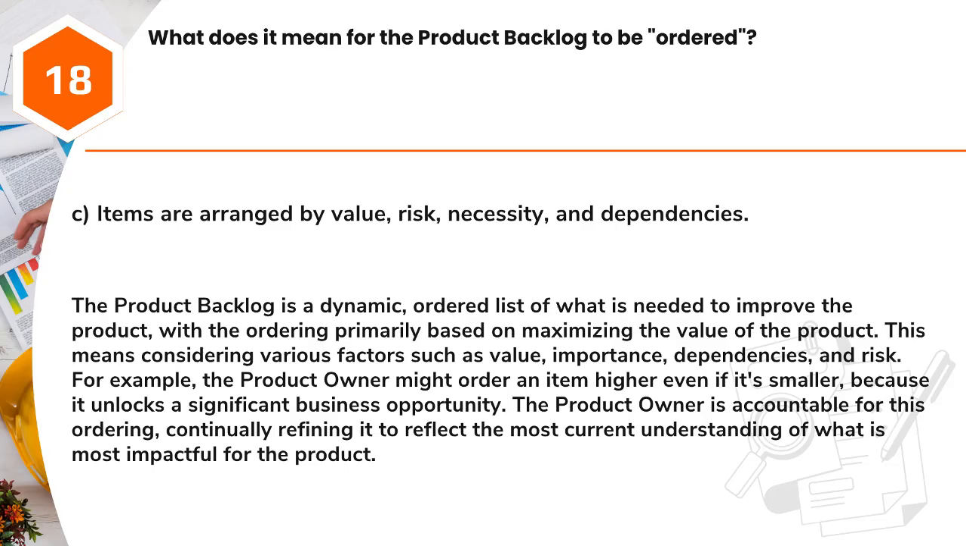For example, the product owner might order an item higher even if it's smaller, because it unlocks a significant business opportunity. The product owner is accountable for this ordering, continually refining it to reflect the most current understanding of what is most impactful for the product.